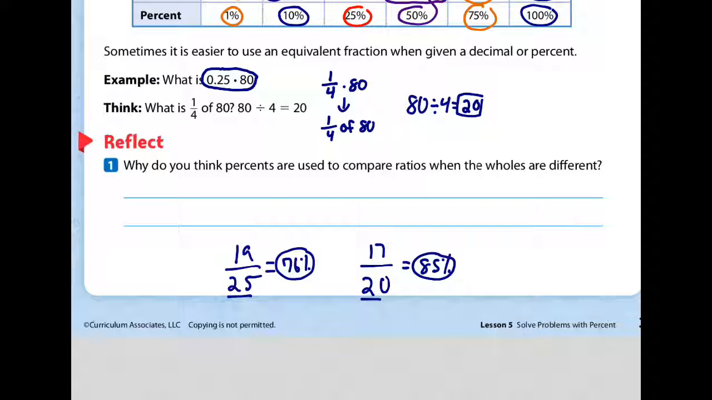So pause the video, and I want you to just take a second to write 2, maybe 3 sentences at most, answering that question. Okay, pause the video, write your answer now. Go.